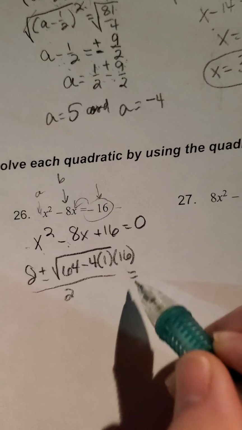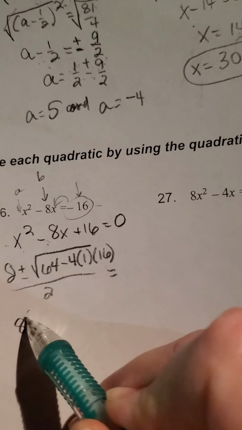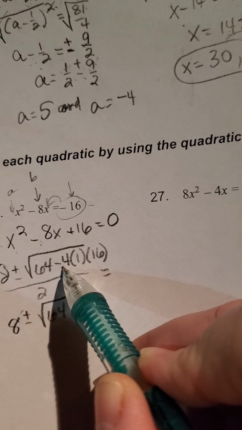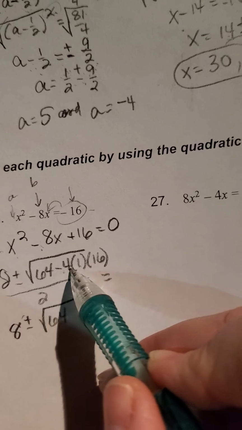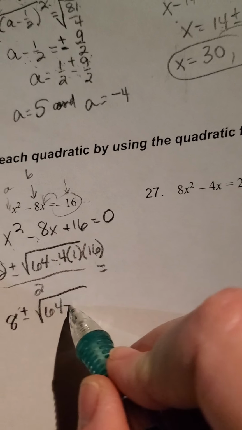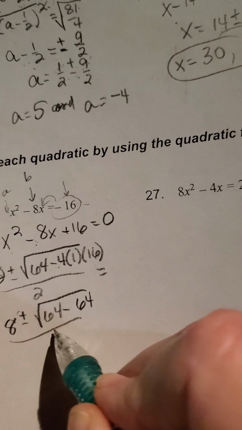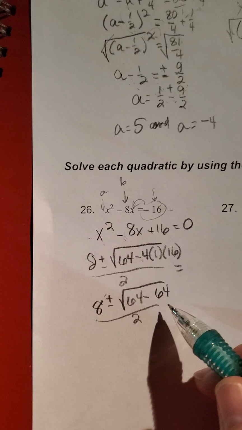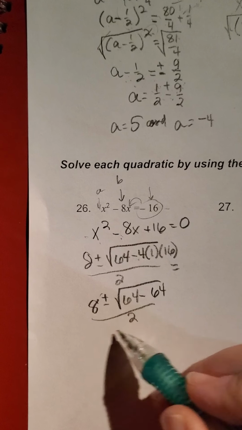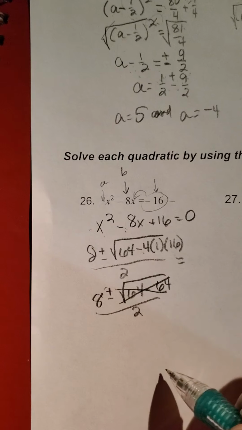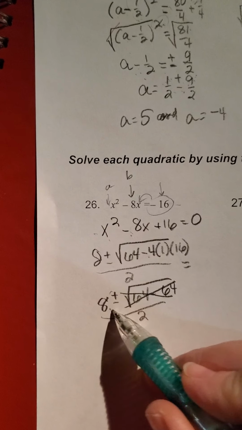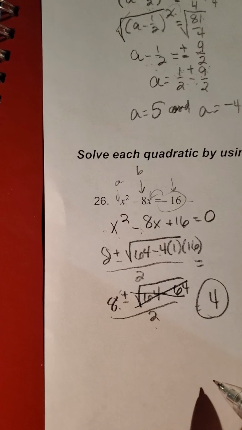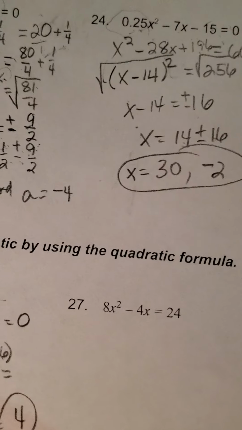Okay? So, let's clean this up a little bit. 8 plus or minus the square root of 64, and then 4 times 1 is 4, and 4 times 16 is 64. So minus 64, all over 2. Well, 64 minus 64 in my book is 0, and the square root of 0 is 0. So that basically gets thrown out, right? And so you have 8 over 2, which is 4. That's when you will only have one answer, actually. Interesting. Didn't even know that one did that.